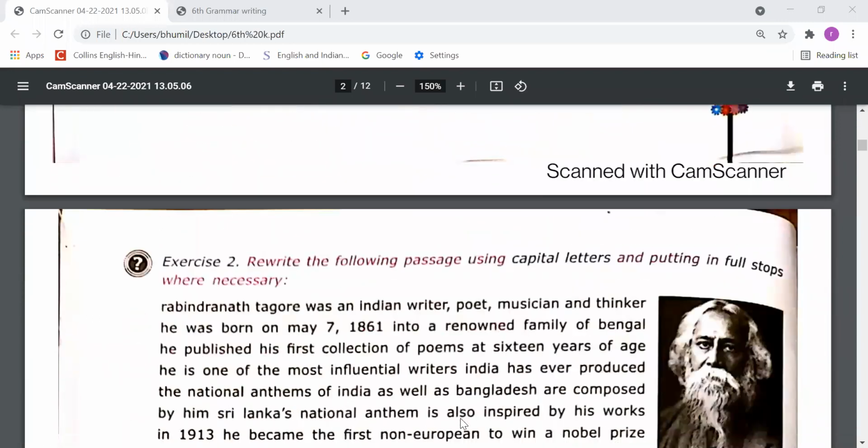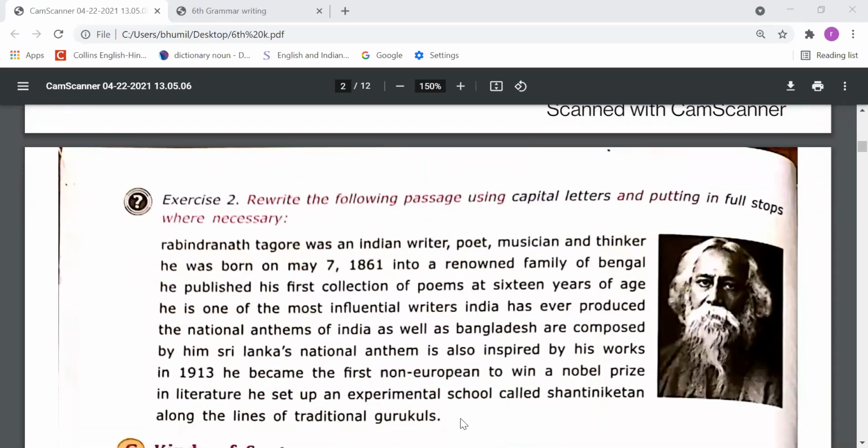Come on the next page. Exercise 2, rewrite the following passage using capital letters and putting in full stops where necessary. So dear students, you also have to do this exercise. So in this exercise, first thing you have to put the capital letters where there is a need of using these capital letters. Secondly, you have to put the full stops.